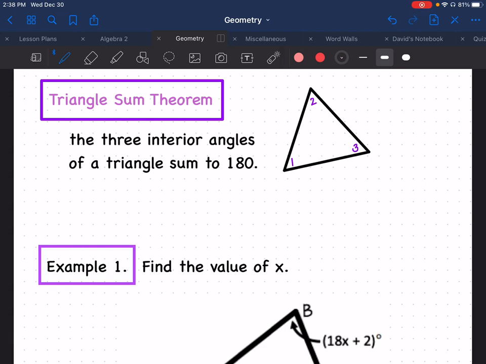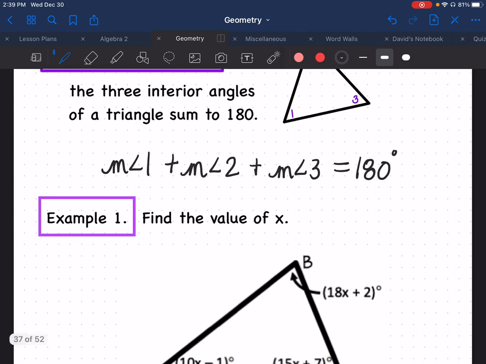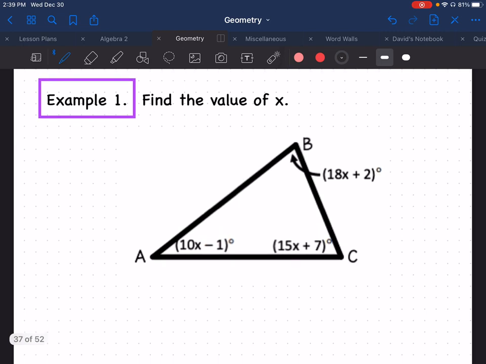It says the three interior angles of a triangle sum to 180 degrees. So here's my triangle, and I have my angles labeled 1, 2, and 3. What this theorem basically says is that whatever the measure of angle 1 is, I'm going to add it to the measure of angle 2, and then add the measure of angle 3, and I get 180. Angle 1 plus angle 2 plus angle 3 equals 180 degrees. Let's see how we can apply this theorem in a problem.